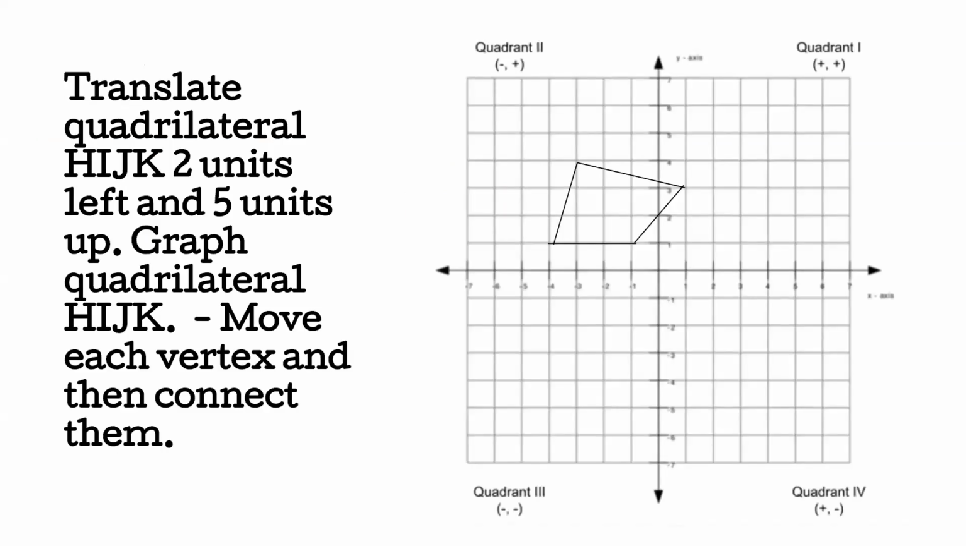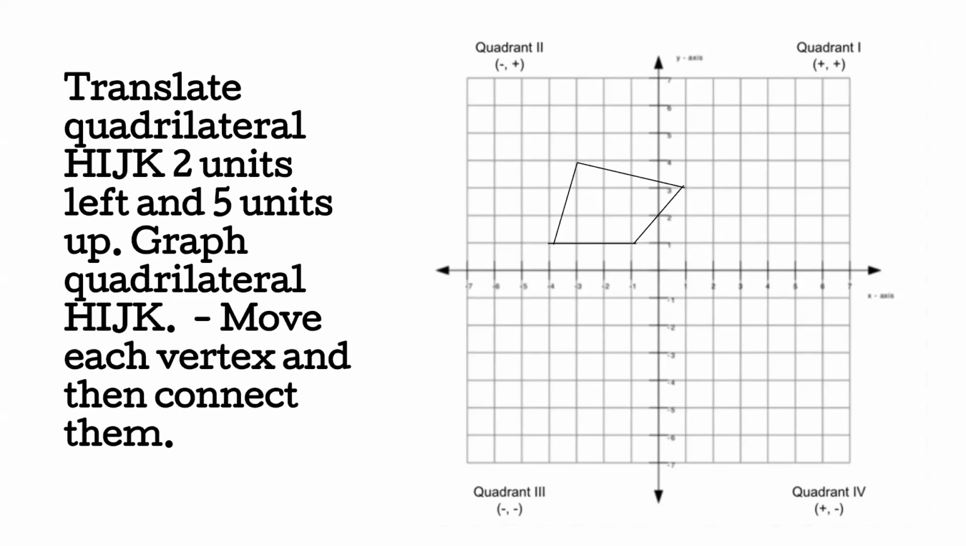This is the first one, and it asks you to translate quadrilateral. Remember, quadrilateral is a shape that has four sides. In this case, they're not equal, so we're just going to call it a quadrilateral. It's HIJK, and it's 2 units left and 5 units up. Then you're going to graph the new quadrilateral.